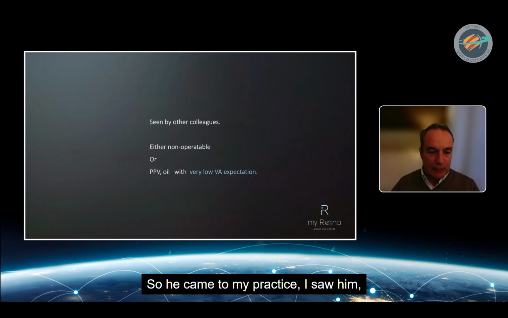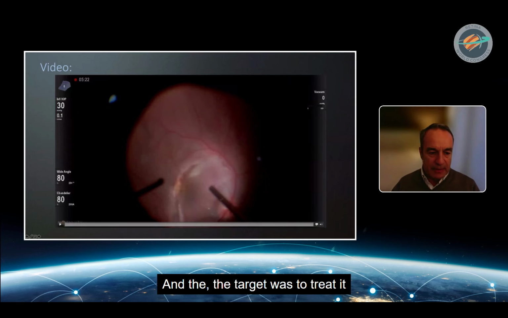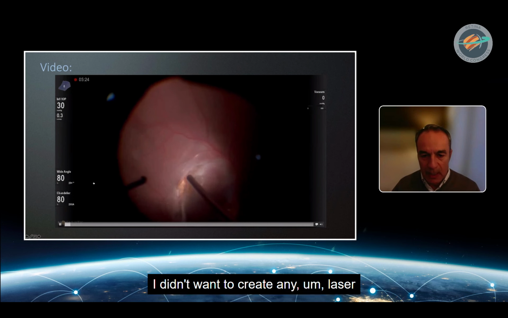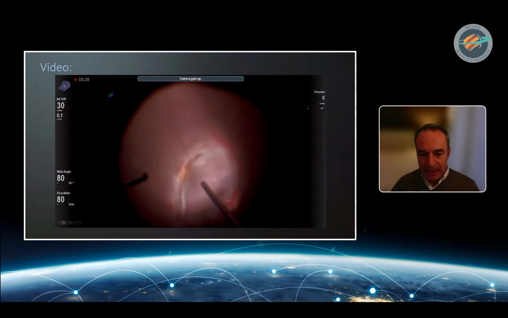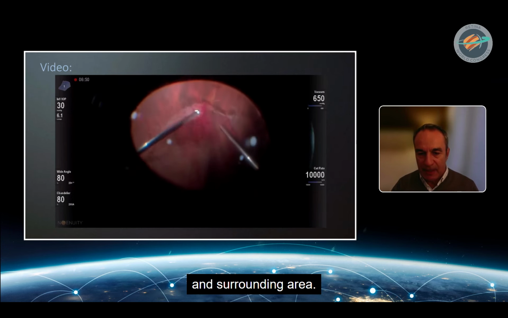So he came to my practice. I saw him, and I said, I'm going to operate on you. And the target was to treat it as a large macular hole. I didn't want to create any laser or cryoscar on the surface of the macula and surrounding area.